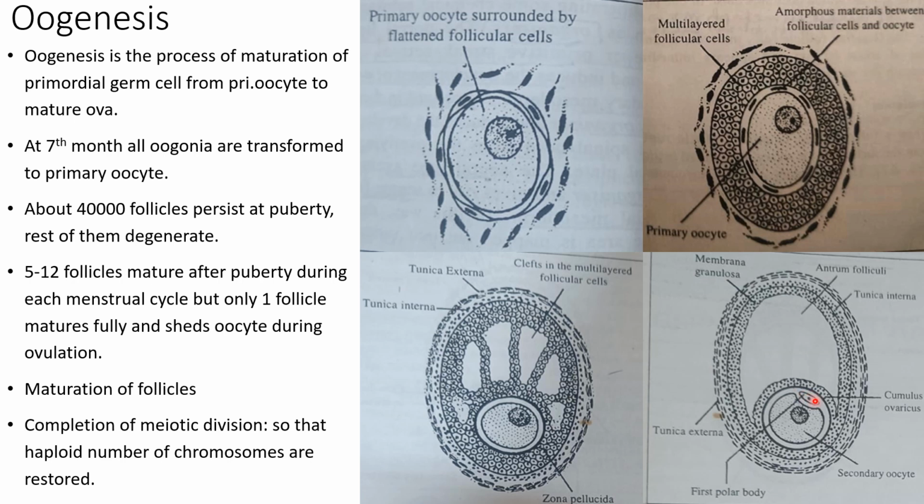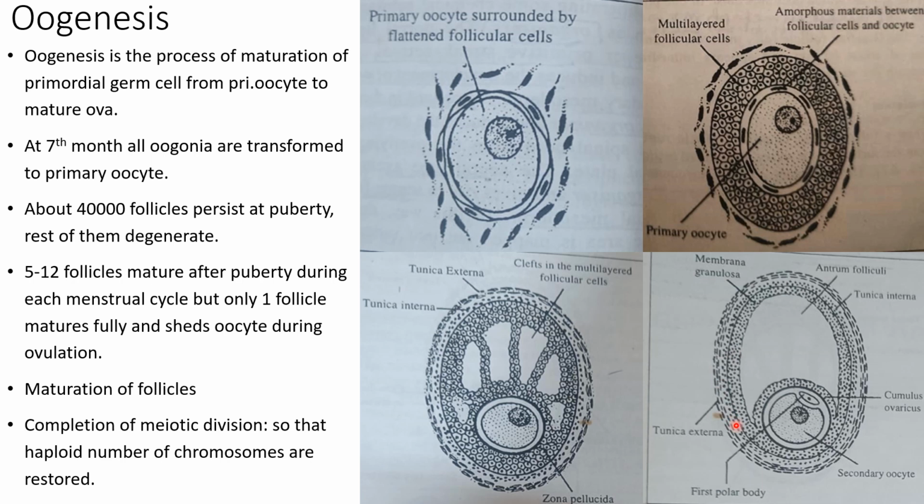So during the process of oogenesis, we have seen that there is meiosis taking place and simultaneously there is maturation of the follicle also. So how will the follicle mature? There is initially primordial follicle which will get converted to primary follicle. Primary follicle, after the advent of the spaces, is converted to secondary follicle. Secondary follicle is then converted to a mature Graafian follicle.